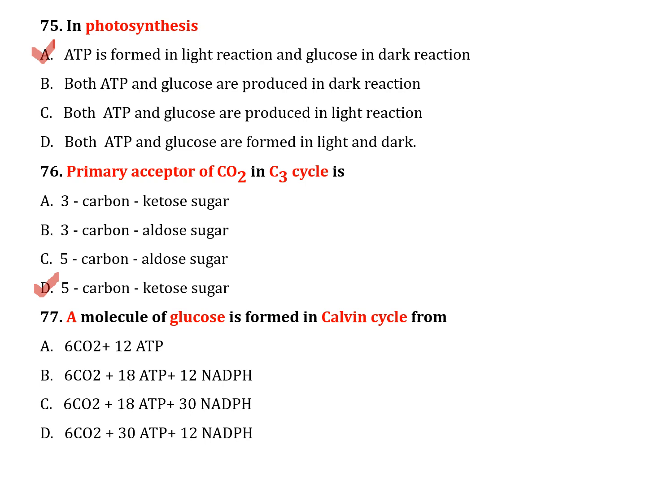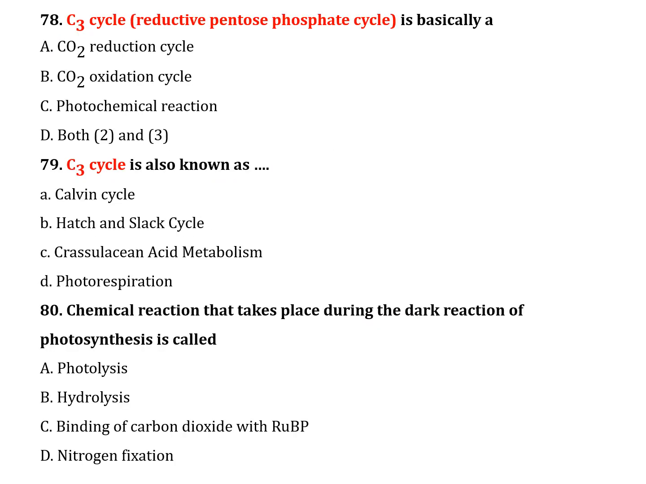option B 6 carbon dioxide plus 18 ATP plus 12 NADPH, option C 6 CO2 plus 18 ATP plus 30 NADPH. Option D, 6 CO2 plus 30 ATP plus 12 NADPH. The correct answer is option B, 6 CO2 plus 18 ATP plus 12 NADPH. The next question number 78.